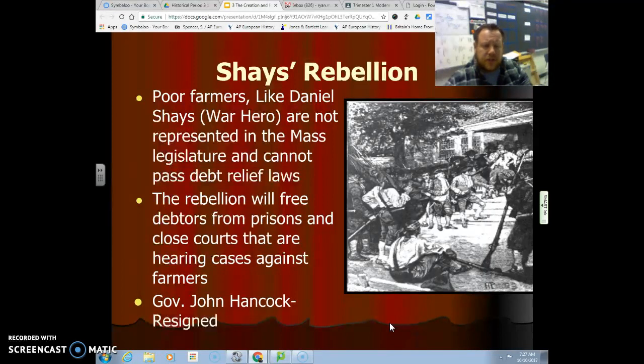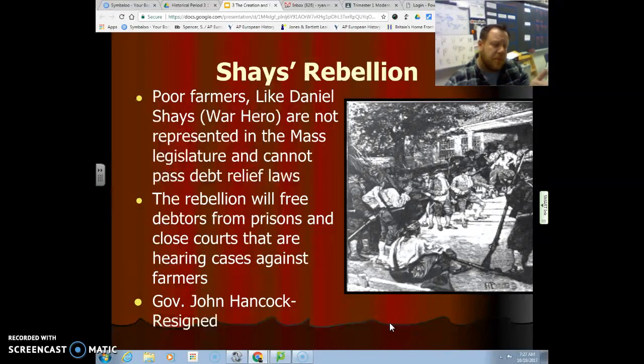And so they start rebelling and start attacking courthouses and that kind of stuff. They go to debtors' prisons and open them up. So they attack courthouses, and so they can stop having the hearings that are going against farmers' farms. They have to have a bankruptcy hearing or a repo hearing, and they stop those. It got so bad that John Hancock, who is now serving as governor of Massachusetts, has to resign from office out of fear of A, his life, and B, his political career.